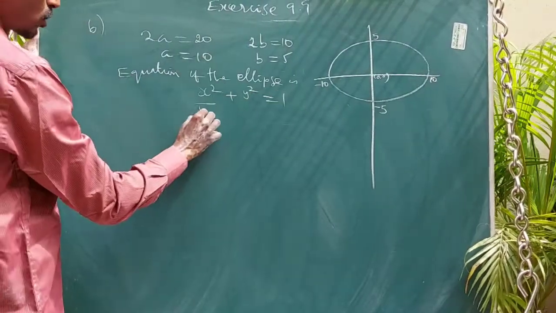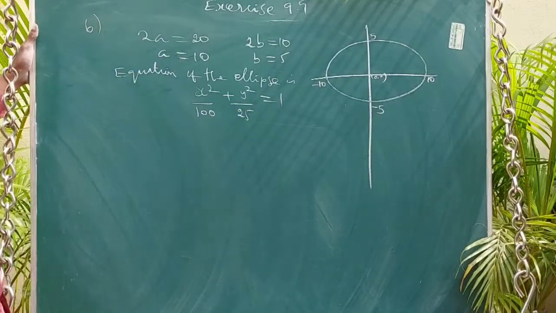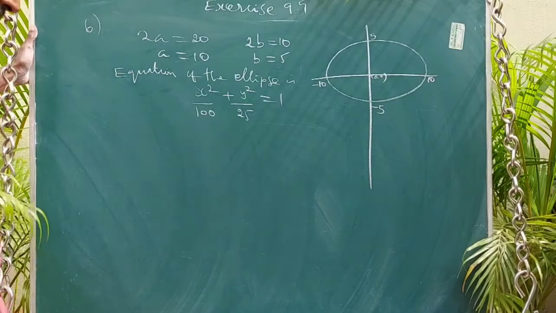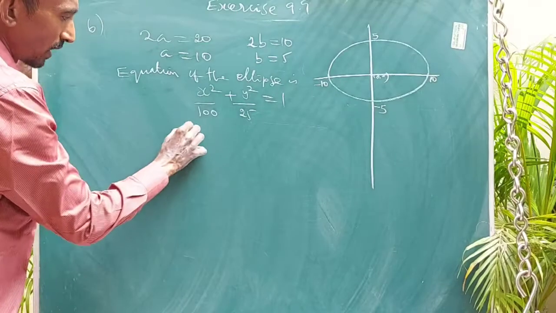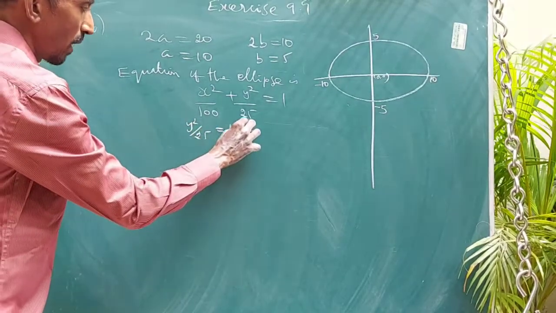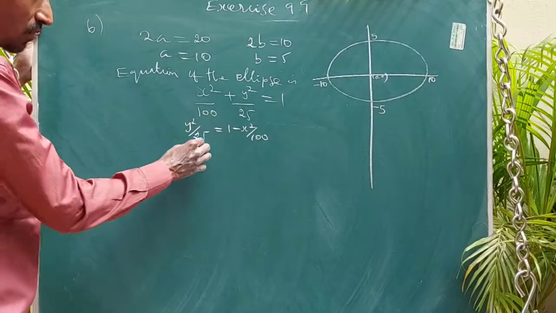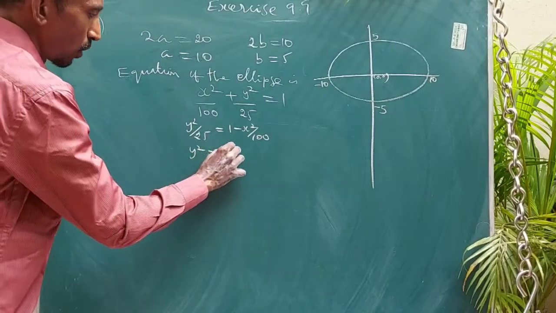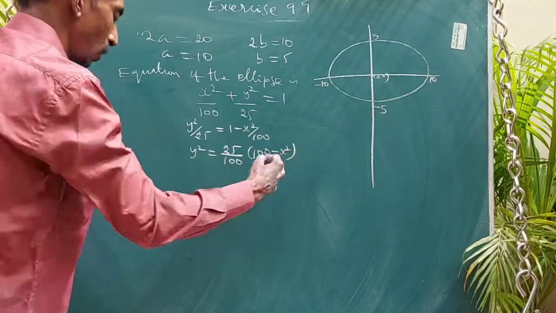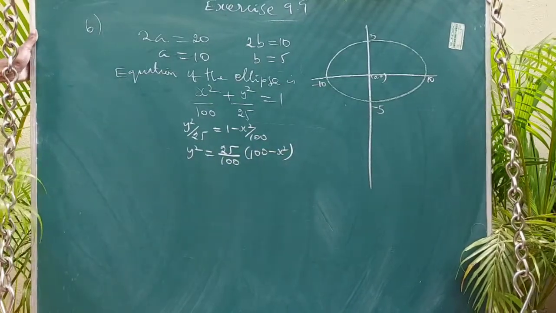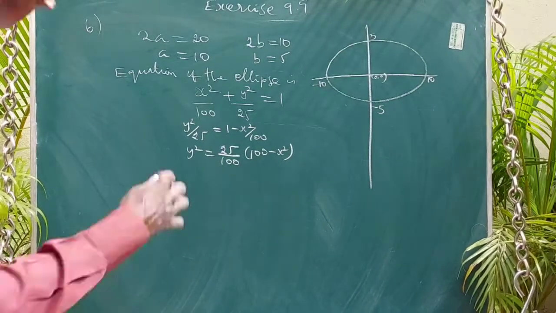Here, x square by 100 plus y square by 5 square, that is 25, equal to 1. So we need to integrate with respect to x, so find out the y square value. So y square by 25 equal to 1 minus x square by 100. If we cross multiply, y square equal to 25 by 100 into (100 minus x square). Keep this one. We are going to rotate with respect to the major axis.